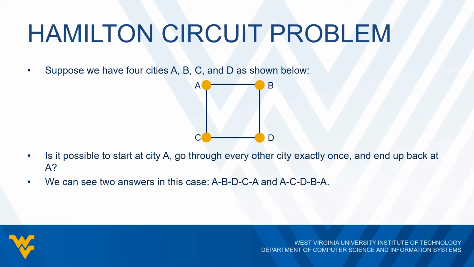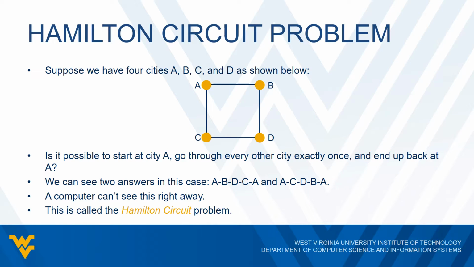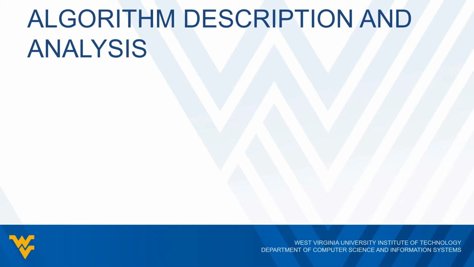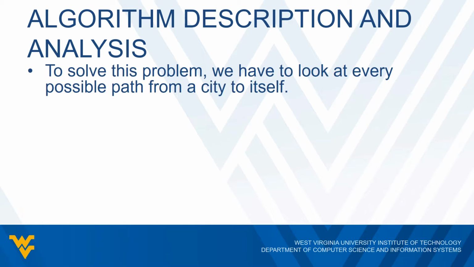Now, that works fine for us, but remember, we have to think of this in terms of a computer. A computer cannot see this graph, well, we call this a graph technically, but we see these cities in front of us and make this distinction. So we have to tell a computer how to traverse these paths to find all the cities and then get back to A. And this problem is what we call the Hamilton circuit problem. If we want to have a computer solve this problem, we have to look at every possible path from a city to itself. There really isn't a more efficient way just yet.